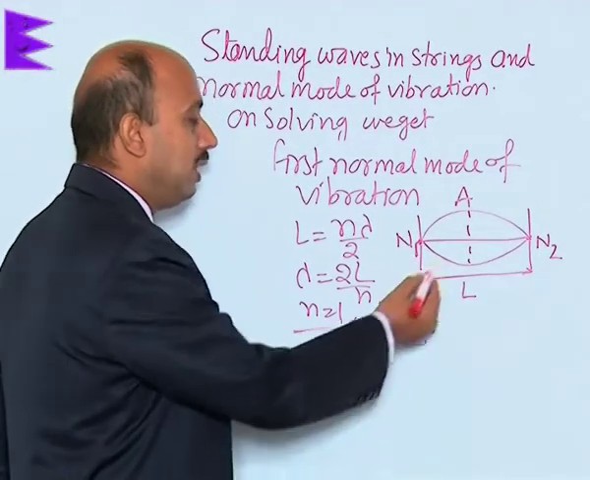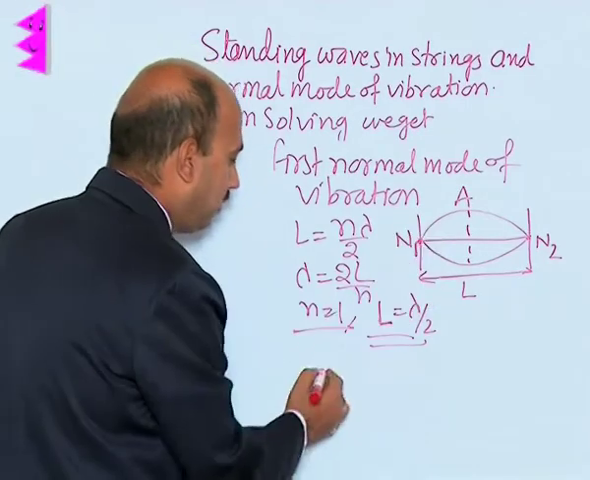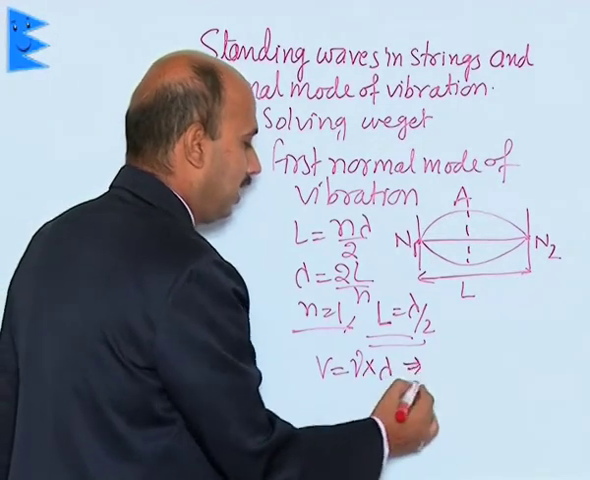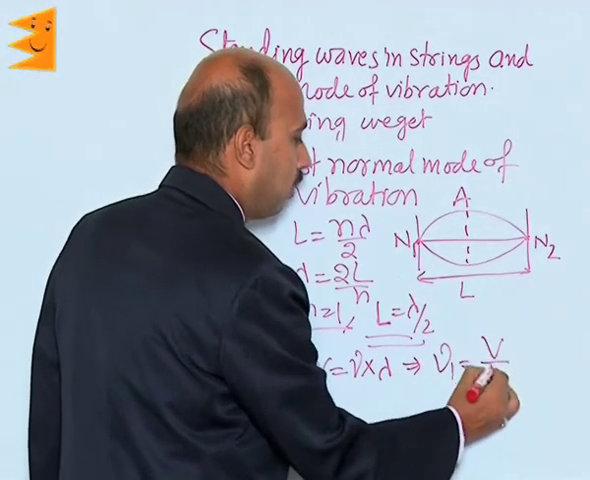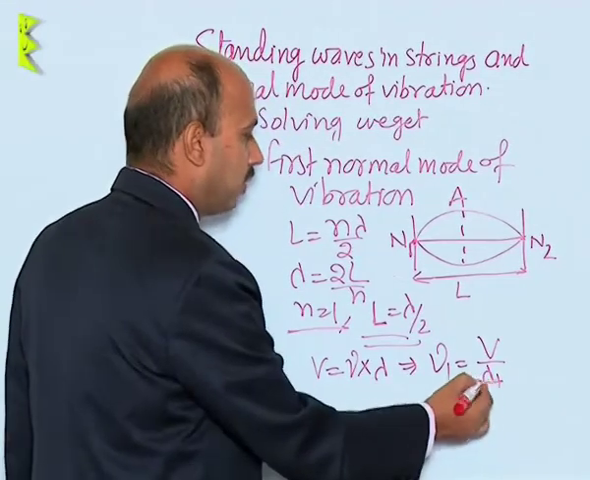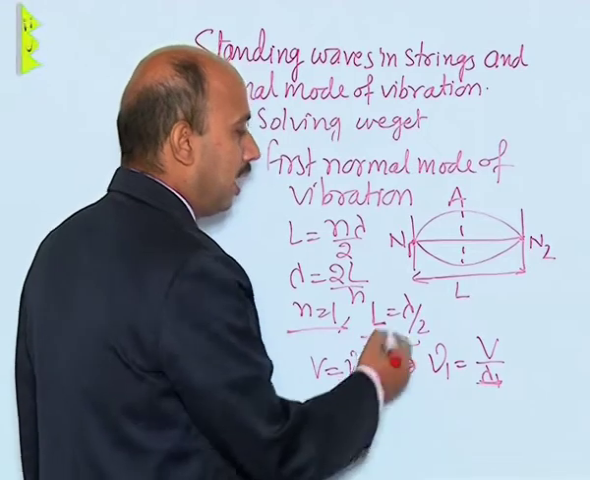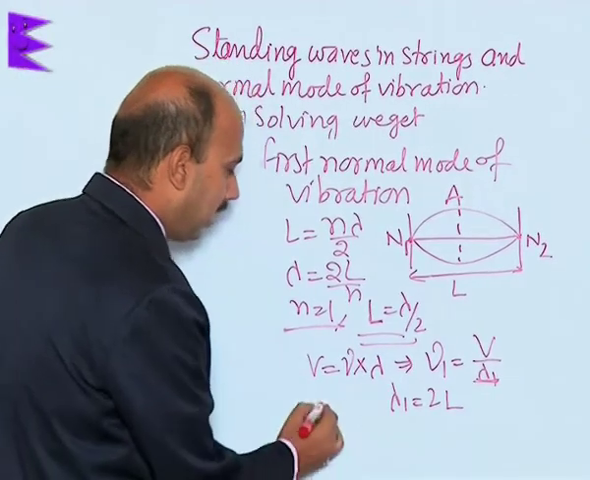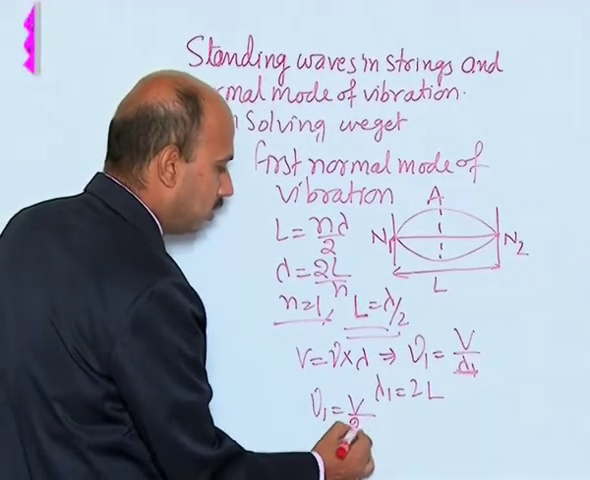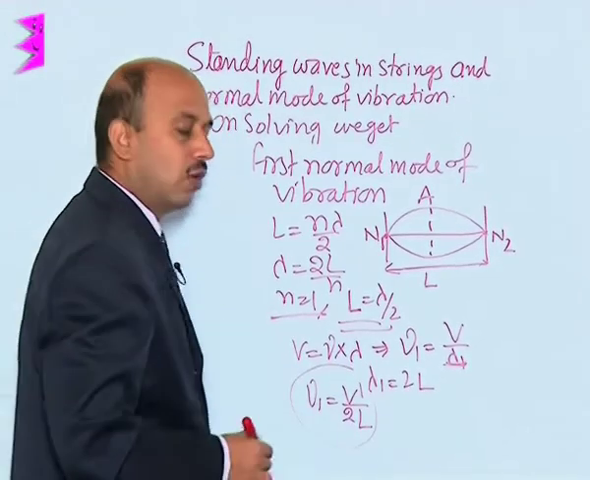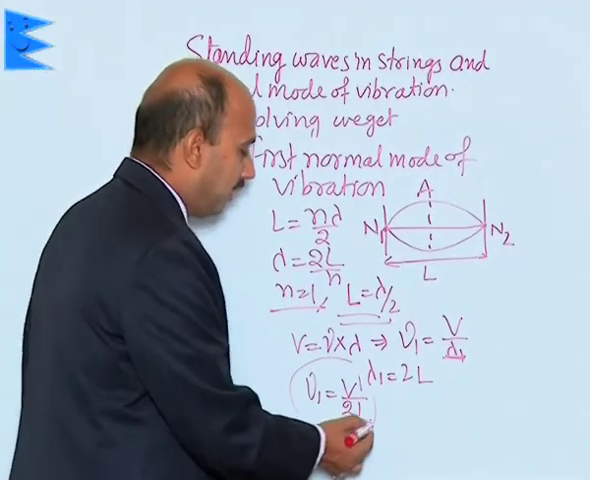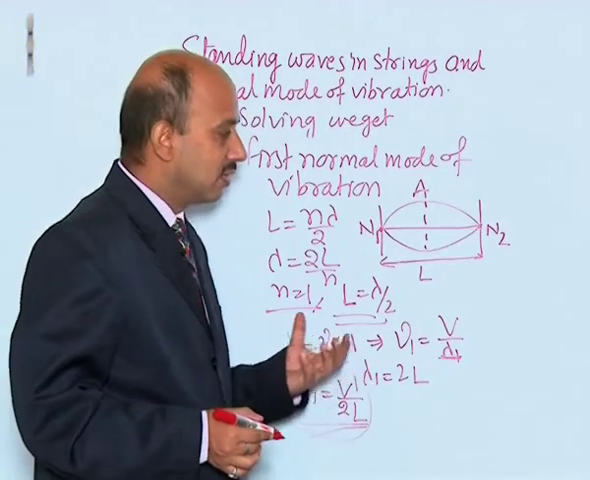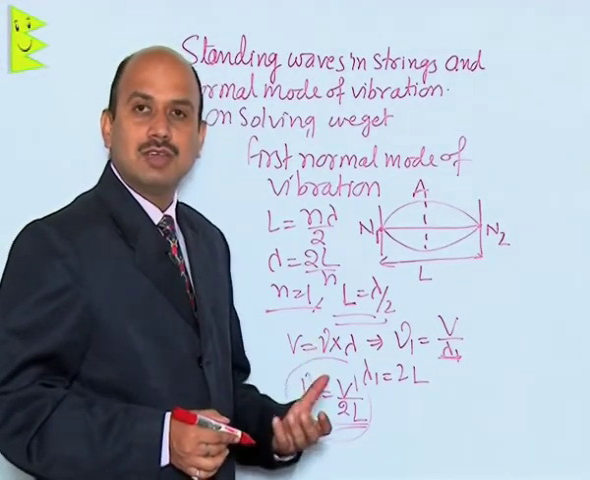Now, in this case we can get also frequency. So, frequency is equal to, we know it, velocity is equal to frequency into lambda. So, we can write here frequency is equal to V upon lambda 1. Lambda 1 is here for the first normal mode of vibration, and lambda 1 can be written here, that is 2L from here. So, we can write nu 1 is equal to V upon 2L, and this is the minimum frequency, and this is called fundamental frequency, and the sound or note produced in this frequency is called fundamental note or first harmonic.